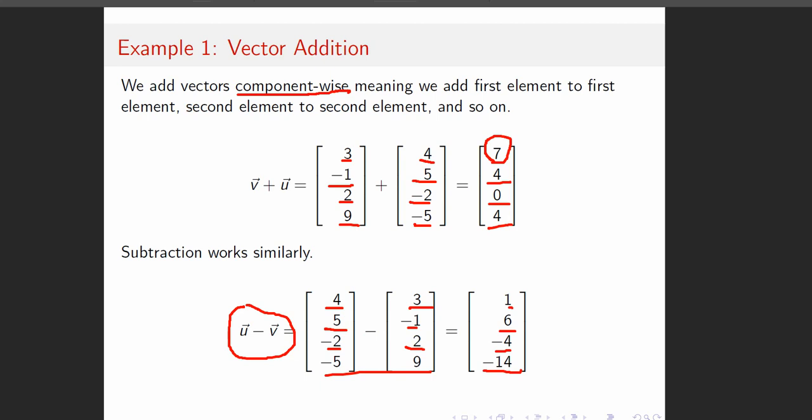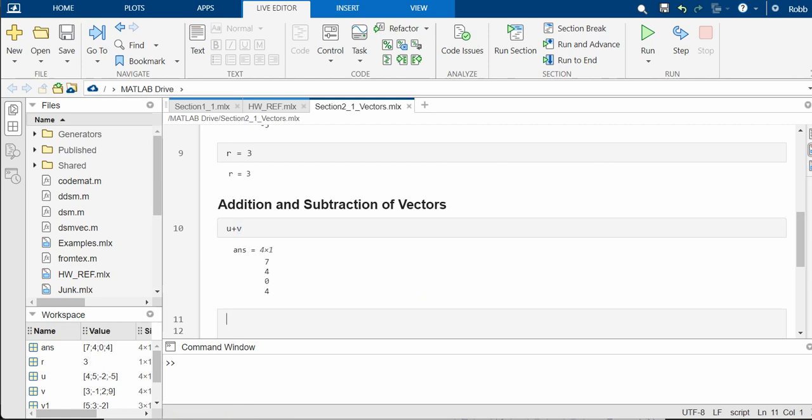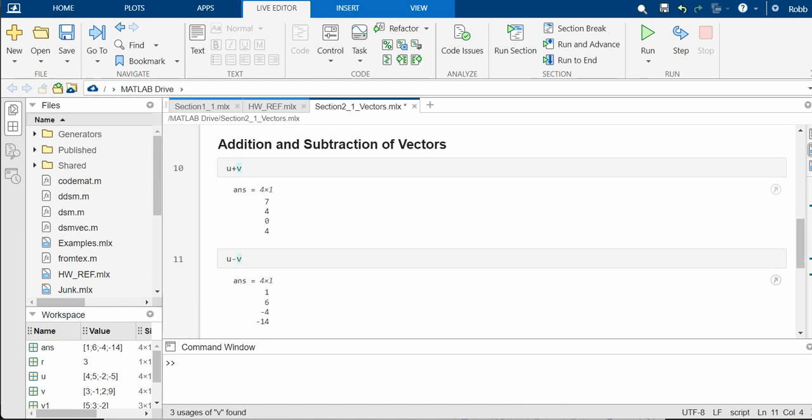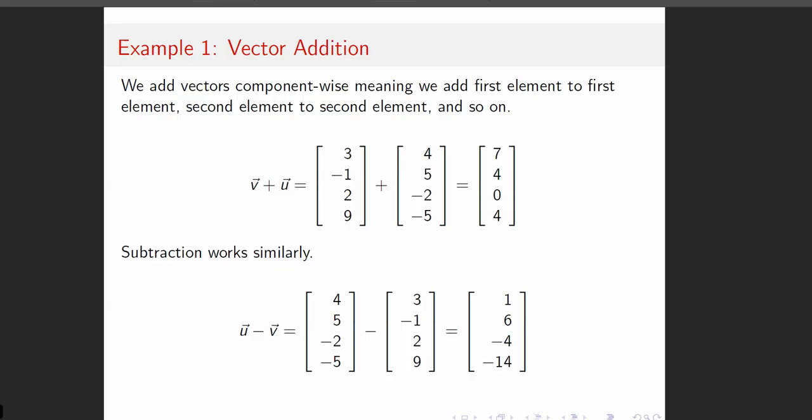Okay, and so let's get rid of the ink here and jump into MATLAB and see we can do U minus V. Okay, and you'll notice that 1, 6, -4, -14 is exactly the answer we got when we looked at this on the PowerPoint, right?